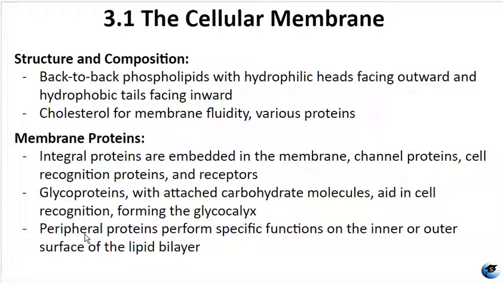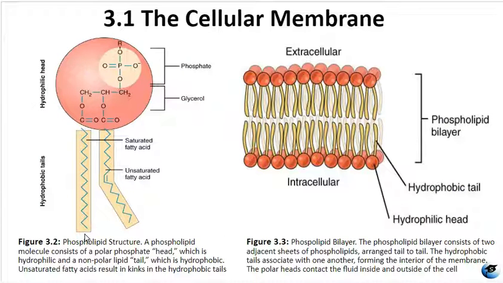Integral proteins embedded in the membrane include channels for selective substance passage and cell recognition proteins. Peripheral proteins found on the surface carry out specific cellular functions. Figure 3.2 illustrates the structure of phospholipids that make up a cellular membrane. The phosphate head is polar and hydrophilic, which means water-loving. The tail is made of saturated and unsaturated fatty acids that are nonpolar and hydrophobic, which means water-hating.